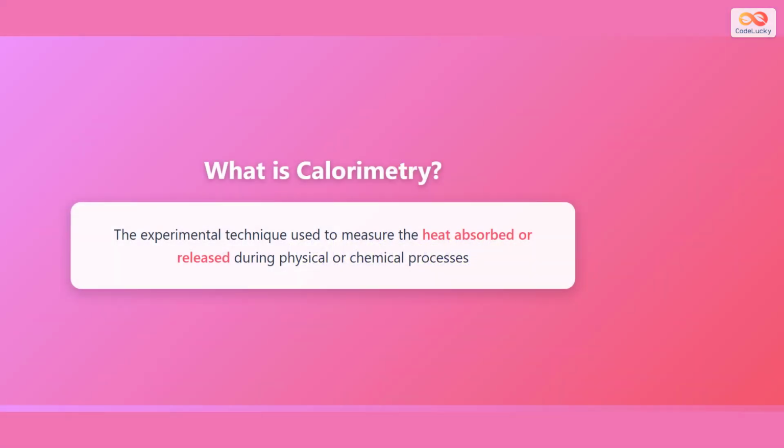Calorimetry is the experimental technique used to measure the heat absorbed or released during physical or chemical processes. When a substance undergoes a change, such as a chemical reaction or a phase transition, energy is either absorbed from the surroundings or released into them. Calorimetry provides a systematic way to quantify these energy changes accurately.